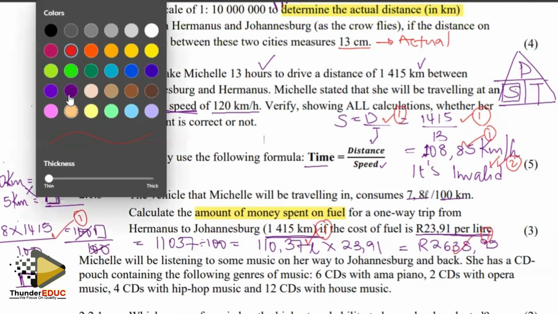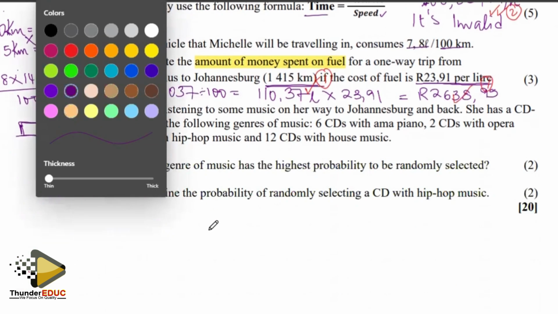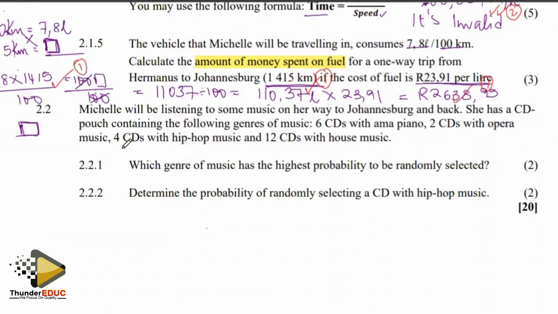Let's go to question number 2.2. Michelle will be listening to some music on her way to Johannesburg and back. She has a CD pouch containing the following genres of music: 6 amapiano, 2 CDs of opera, then we have 4 CDs with hip hop and 12 CDs with house music. So which genre of music has the highest probability to be randomly selected?